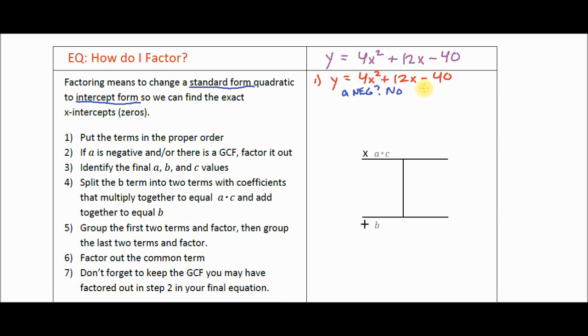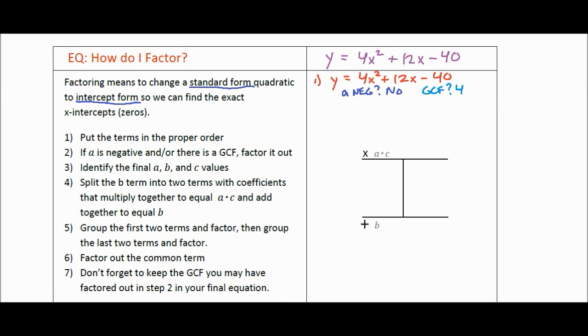Okay, is there a GCF? And when I say GCF, we're looking at the coefficients of every term, 4, 12, and -40. And the question is, is there a common factor between all of those numbers? Sometimes it might take you a few minutes to figure this out, but I can see that 4 goes into itself: 1 times 4 is 4. 4 goes into 12: 3 times 4 is 12. And 4 goes into 40: 10 times 4 is 40. That means we do have a GCF of 4.